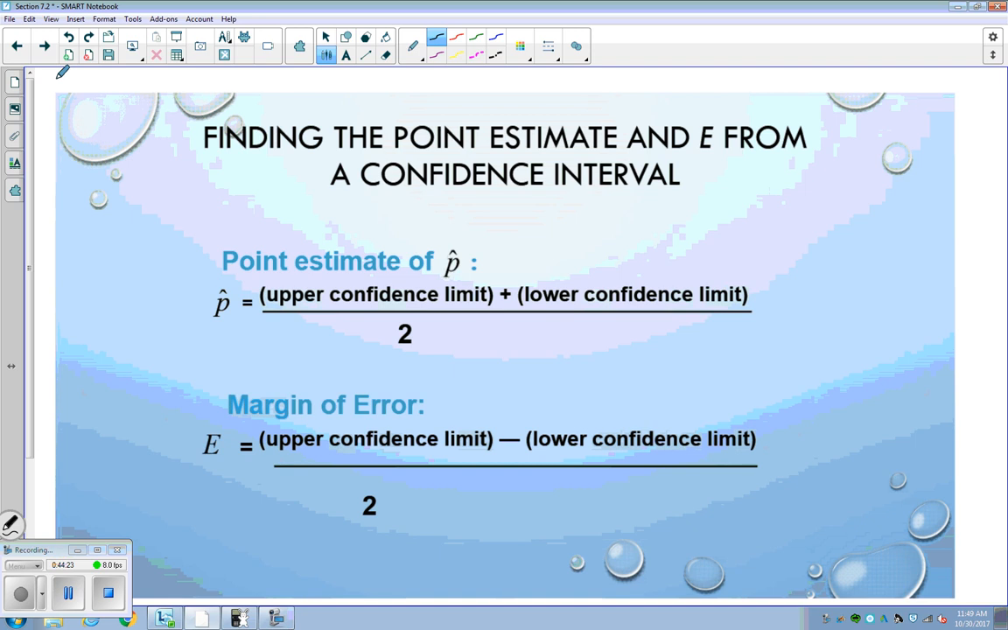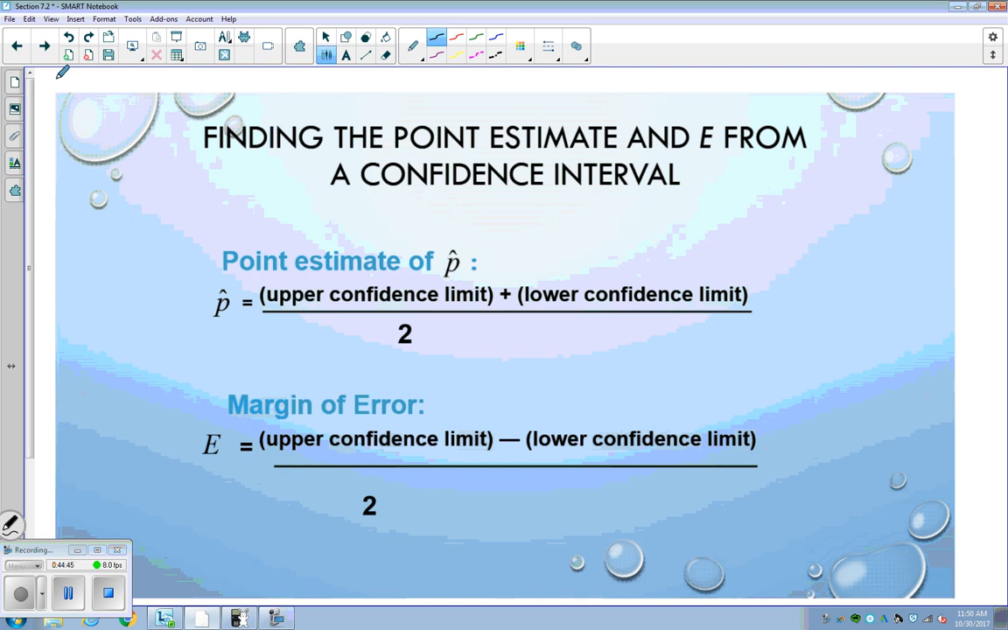So sometimes we give you things backwards, you know that. So these are two more formulas that we can use to find our point estimate if we know my upper confidence limit and the lower confidence limit. I'm just going to add those two things together and divide by 2, and I'm going to get p hat. That's really just algebra.